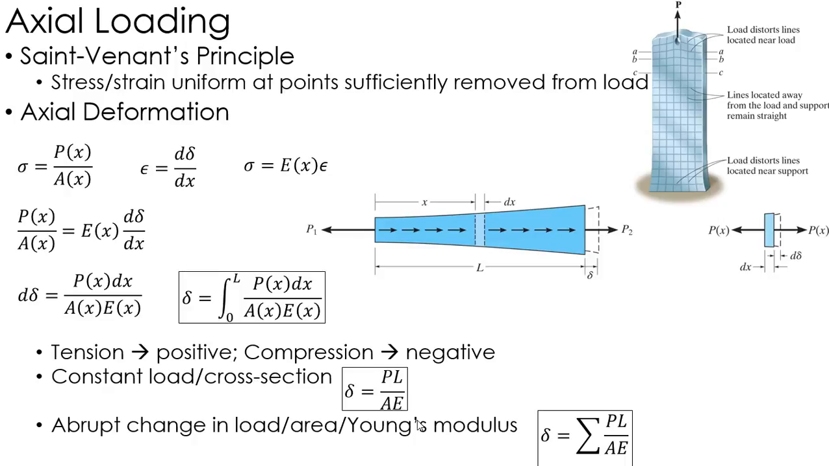If I want to find the total change in length, say I have abrupt changes, like a load at the midpoint, or two pipes linked together so there's a change in area and change in modulus, I can break it up into sections, find the change in length of each section, and then add those sections together. I just sum up the changes in length of the sections to find the total change in length. So this is how, from the loading, the cross-sectional area, and the material, I can find the change in length due to an axial load.